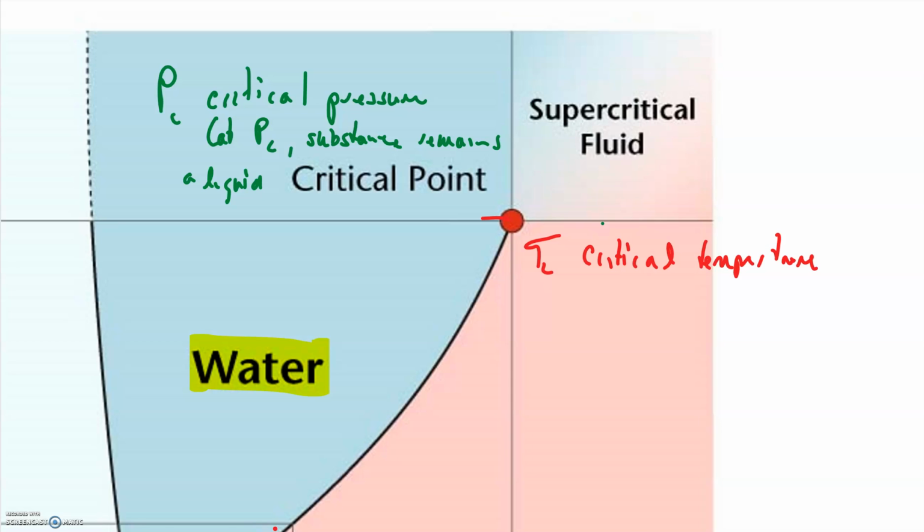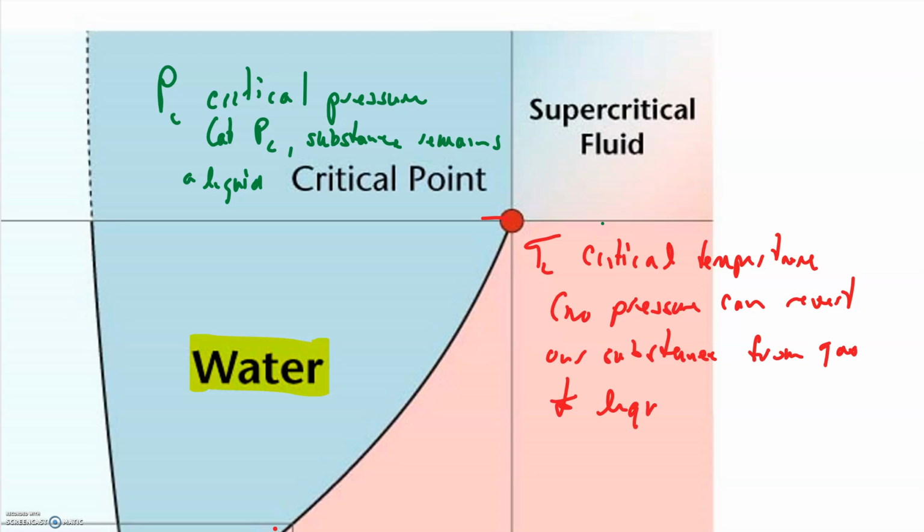At critical temperature, no matter what pressure we exert, once we are beyond critical temperature, no amount of pressure can revert our substance to liquid. Critical temperature is on the x-axis, and once we're beyond this, no matter what pressure we exert, we cannot get this into a liquid phase. Any set of conditions here is what we call a supercritical fluid.